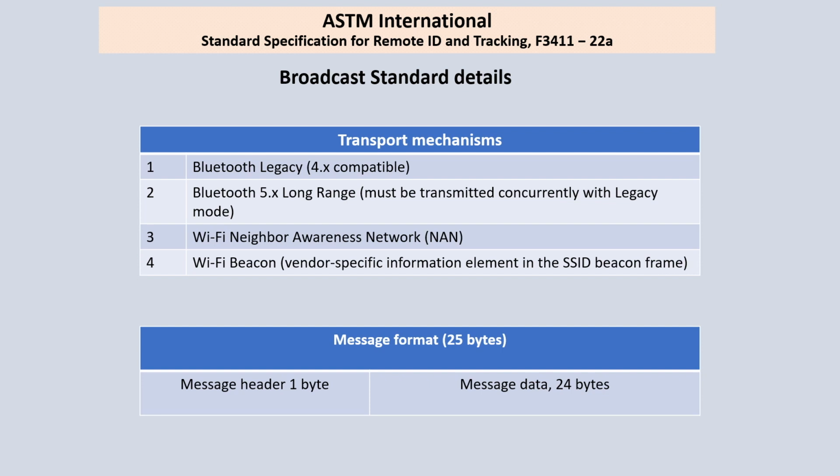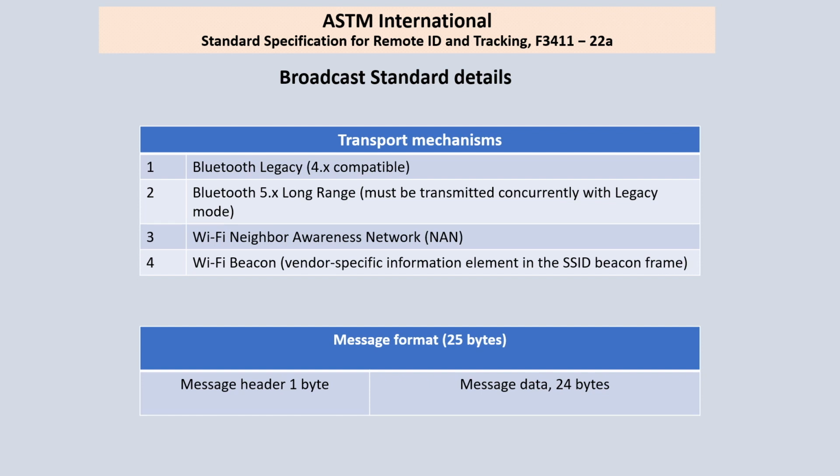Let's go into details about the broadcast standard. As I mentioned before, the standard describes 4 possible mechanisms for transmitting remote ID data. They are Bluetooth version 4, which they call Bluetooth Legacy, Bluetooth version 5, which they call Bluetooth Long Range, Wi-Fi Neighborhood Awareness Network, Wi-Fi NAN, and Wi-Fi beacon.